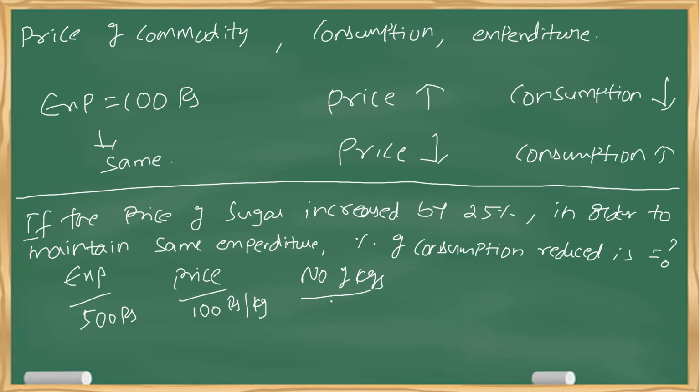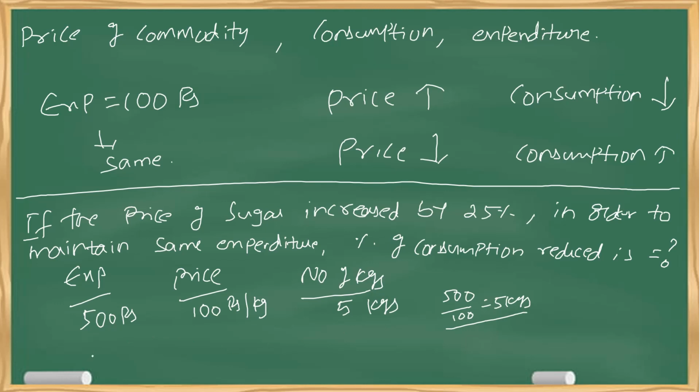Now tell me, you have 500 rupees in your hand and the price of the sugar is 100 rupees per kg. How many kgs do you get? You'll definitely get 5 kgs. So that means consumption is expenditure by price. Understand the point here? Expenditure by price.